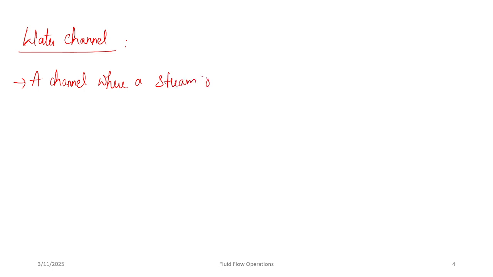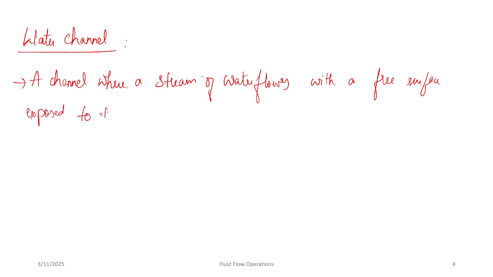So what is a water channel? It is a channel where a stream of water flows with a free surface, exposed to the open air. This is called a water channel. This is the simple definition of a water channel.